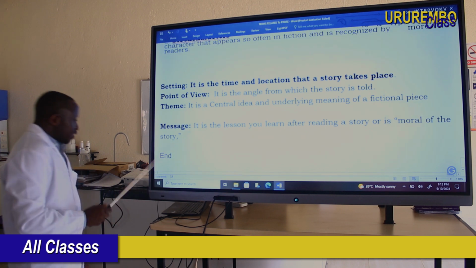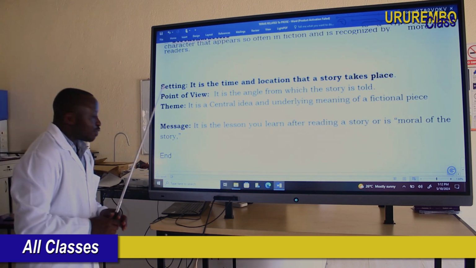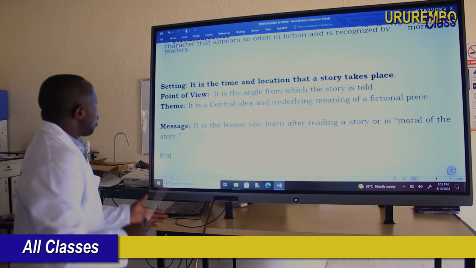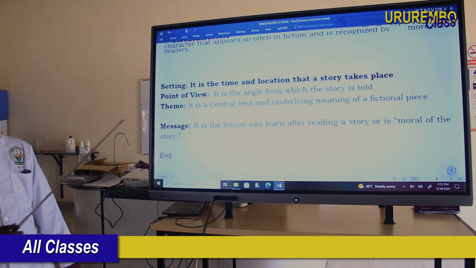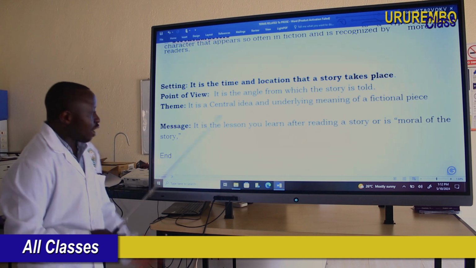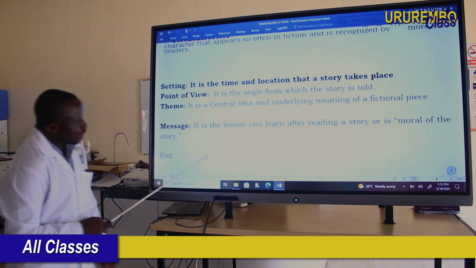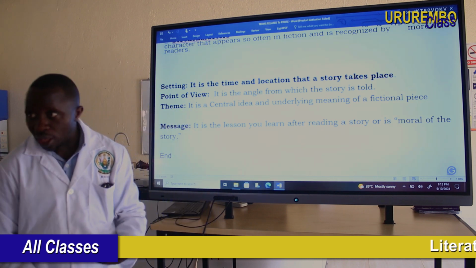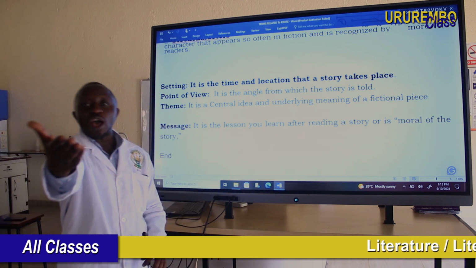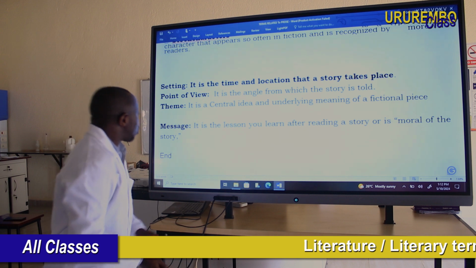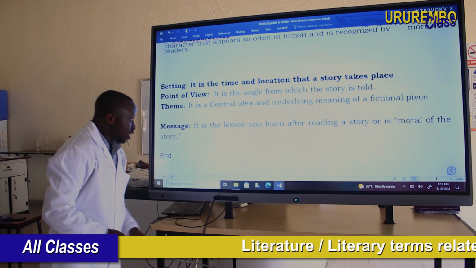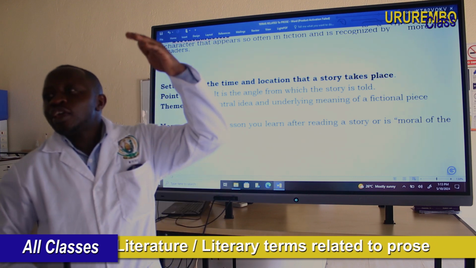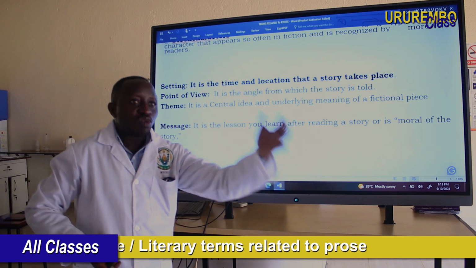Then, dear student, last but not least, among these terms related to prose, we have the message. What is a message? A message is a lesson that you learn after reading a literary work. What lesson do you get from a literary work? That is what we call a message. And the message should be what the author wants the reader to get.